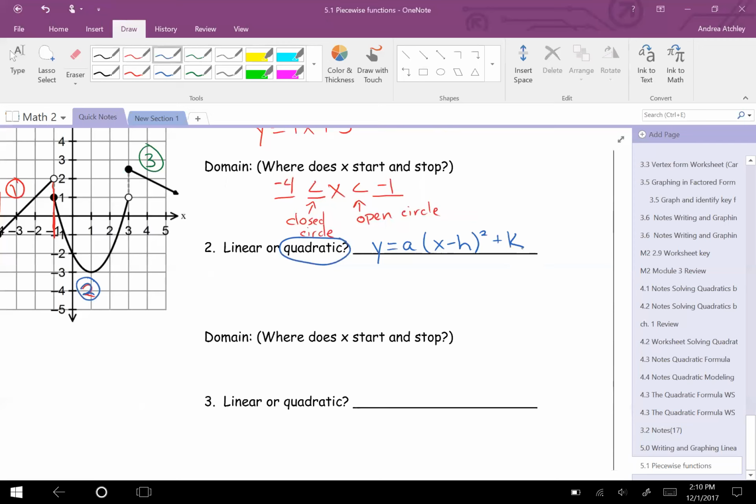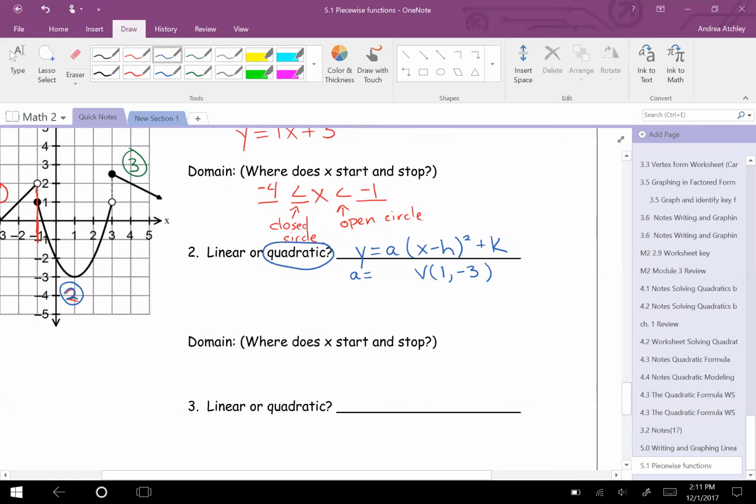So to write the equation of this one, we need our a value and we need our vertex. So does anyone know what the vertex would be here? Very good. 1 and then -3. If you're not sure, remember it's right here. It's the minimum value. It's 1 for x and -3 for y.